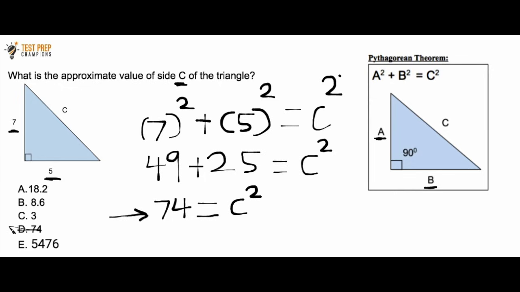So another common mistake would be to get to this step here, and then to think that the way to get C squared is that you have to do 74 squared. So if you did 74 squared, you probably thought that E was the right answer here. Okay, and this is a really common mistake.